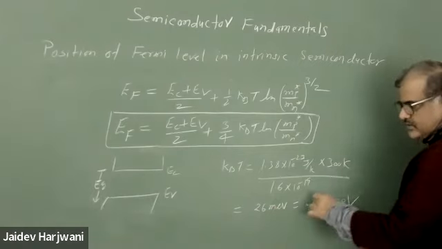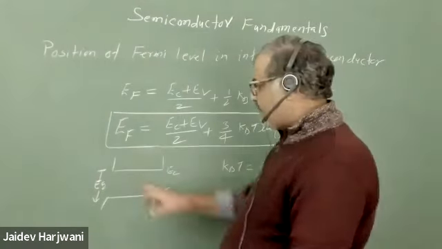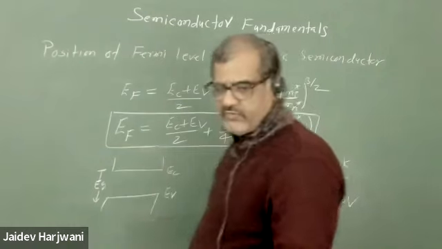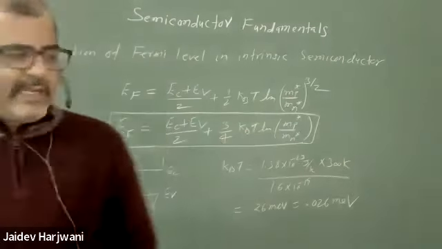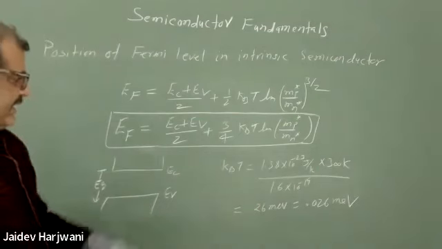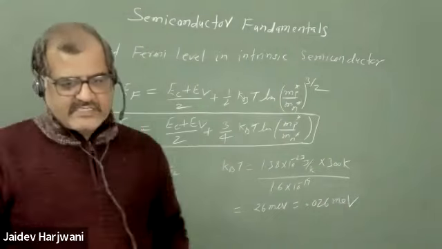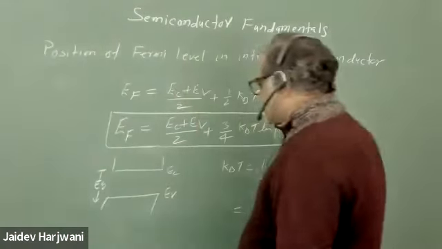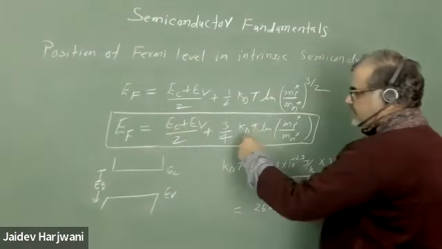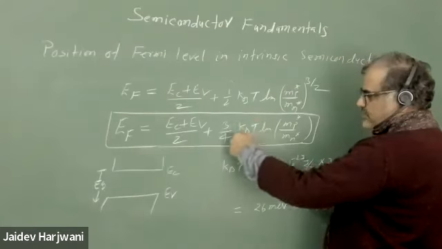Now this 0.026 electron volt is very small at room temperature. If you compare the band gap of, say, a one electron volt, 2 electron volt, or 3 electron volt semiconductor, this kBT value is in milli electron volt compared to the band gap value. So it is negligible at room temperature, around 26 milli electron volt.